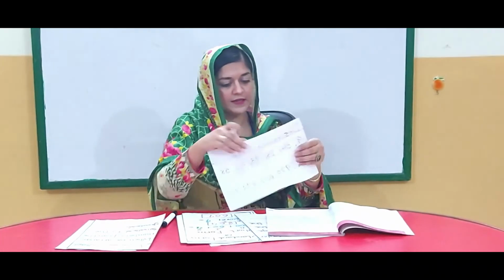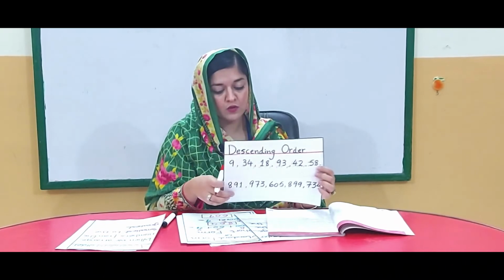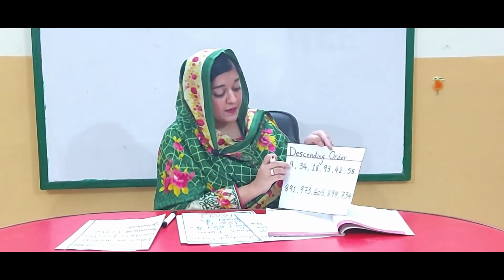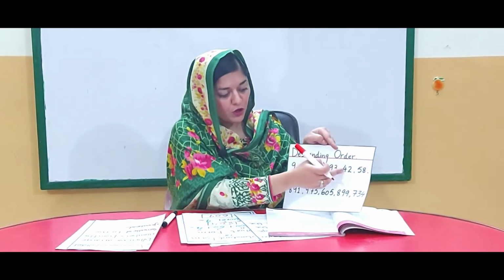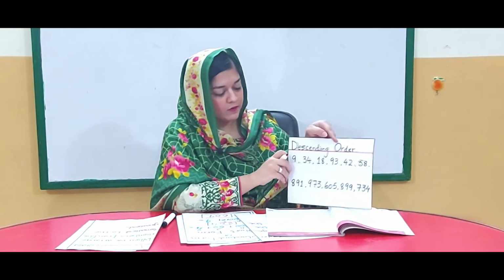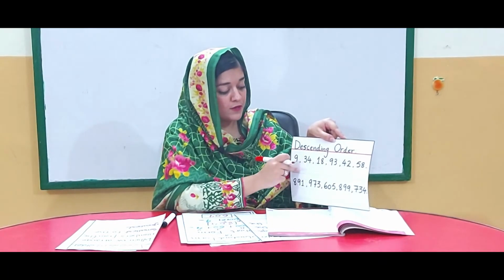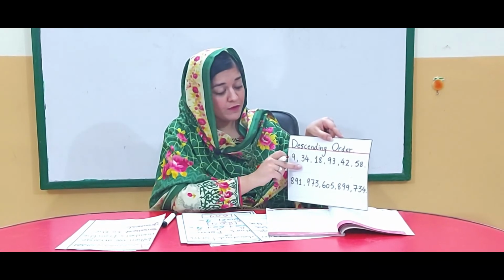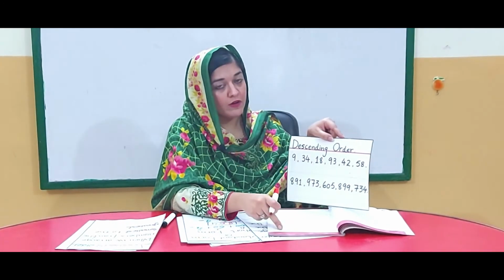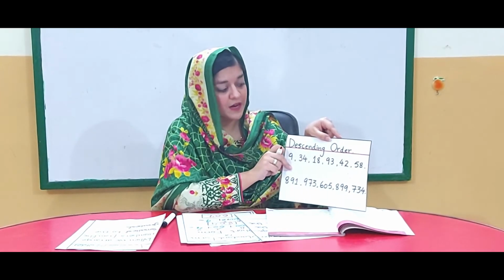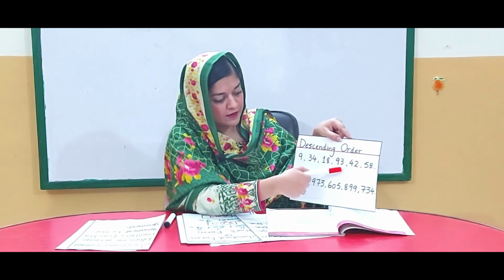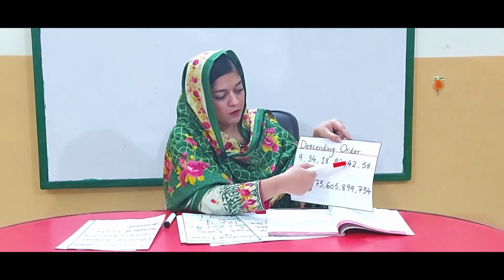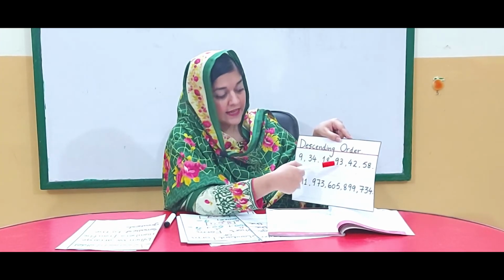So let's do examples of descending order. Here two series are given to us. The first series is 9, 34, 18, 93, 42 and 58. We will move from the higher numbers to the lower numbers. We will first start with the higher number. Which number is the highest? Is it 58? No. 42? No. Yes, 93. So we will write 93 here.